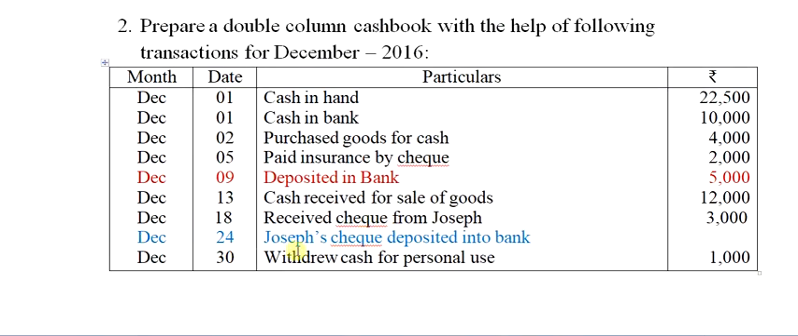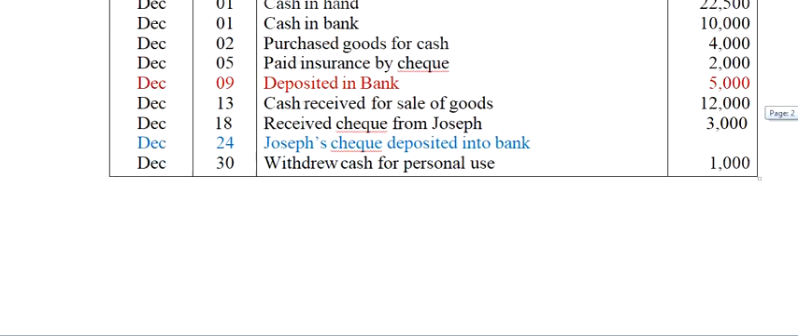December 24th, what happens here? Joseph check deposited into bank. The amount is not given. We can consider which check itself? This 3,000, because on the 18th we received a check from Joseph for rupees 3,000. That same check has been deposited into bank. How much is the amount we need to consider here? 3,000. So 3,000 we are depositing into bank.